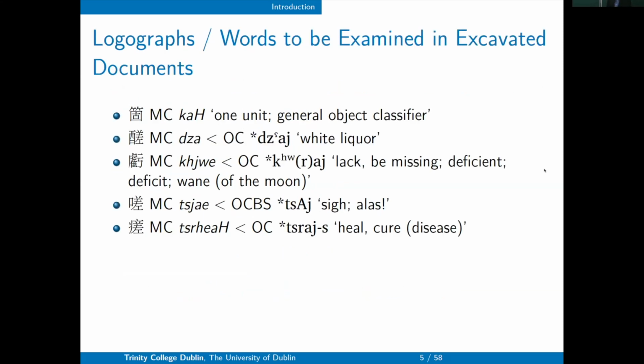The logographs and words I will examine in excavated documents are these 5 examples. First, 个, a general object classifier. Second, 脱, which means white liquor. The third one is 亏, which means lack. The fourth one is an interjection, 接. And at last, a verb, 拆, which means to heal or cure.